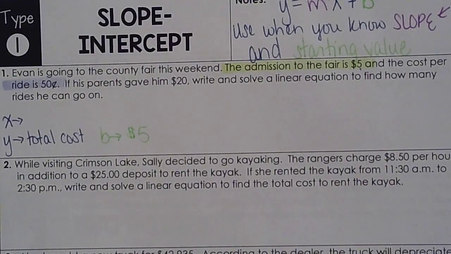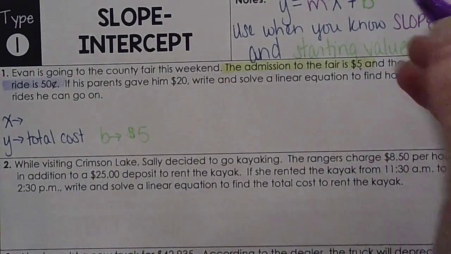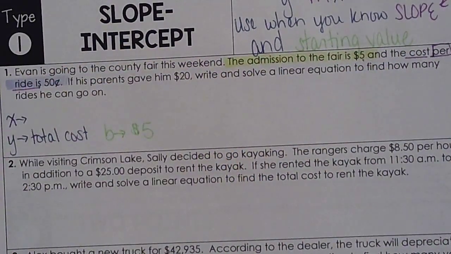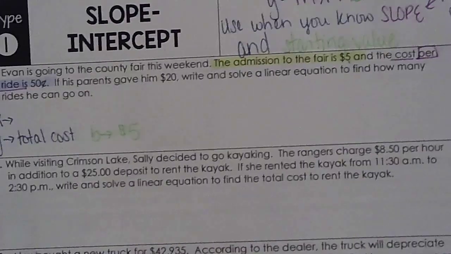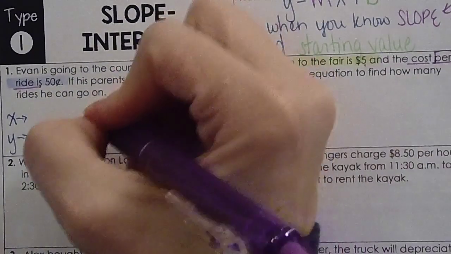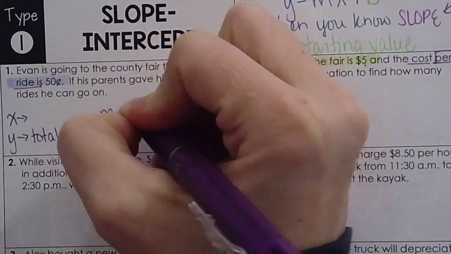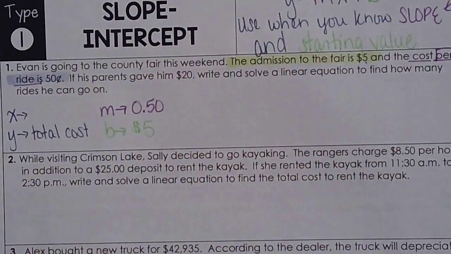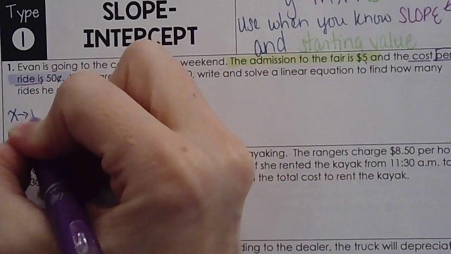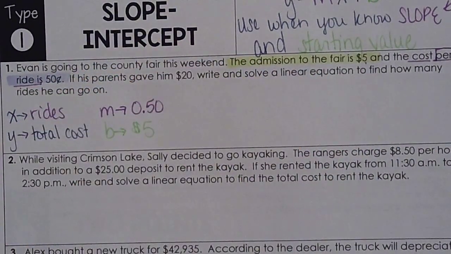In order for him to show up, it's $5. And that number never changes. And then the next part says the cost per ride is 50 cents. When you see that word per, that means you're talking about slope. Miles per hour, dollars per hour, cost per ride. So I'm going to say my slope is 0.50, and it says cost per ride, which means X is rides, because slope and X are always attached.